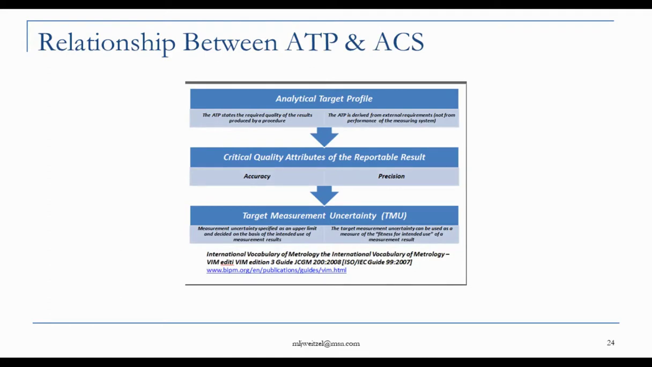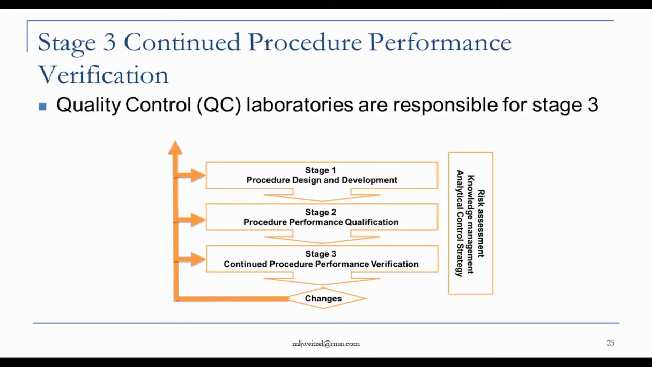So just to summarize a little bit, the ATP defines what the requirements of that reportable value are, what you're testing, its use. From that, it's going to tell you the critical quality attributes. For an assay method, it would be accuracy and precision. And that informs your target measurement uncertainty, the highest uncertainty you could have and that reportable value still be fit for use.